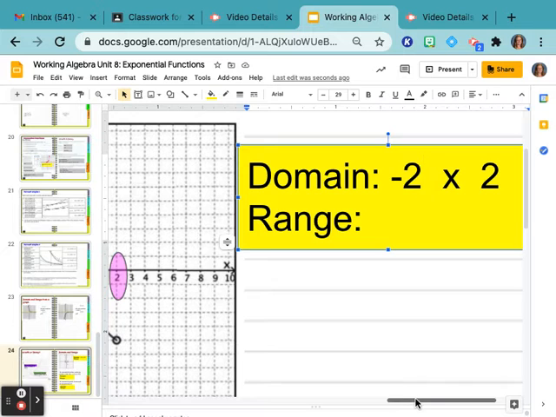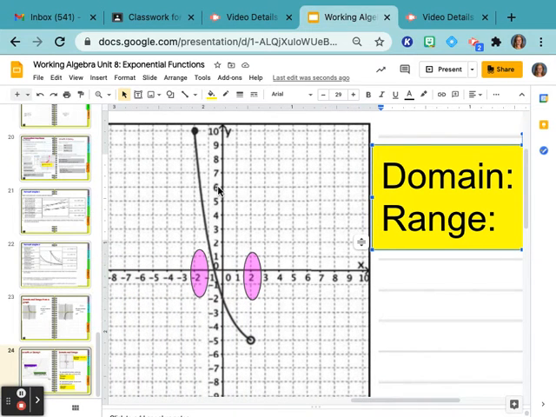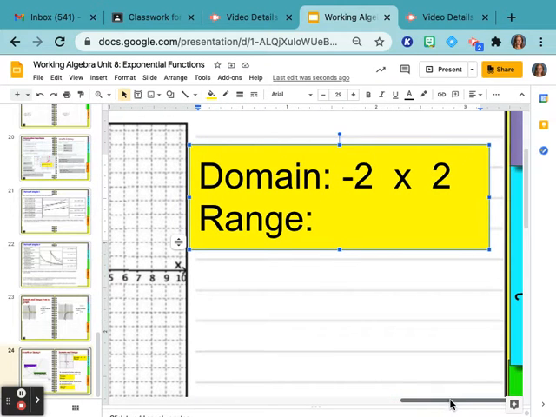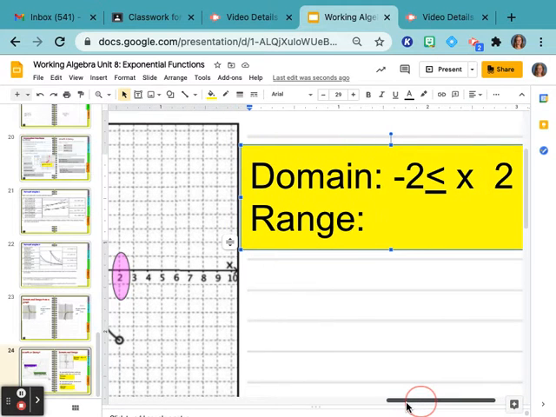So for -2, it's actually included because of that closed circle. So it's less than or equal to. You can find a special character or you can do the less than symbol and then underline it. And then for +2, it's an open circle, so it's not actually included. So we put less than.